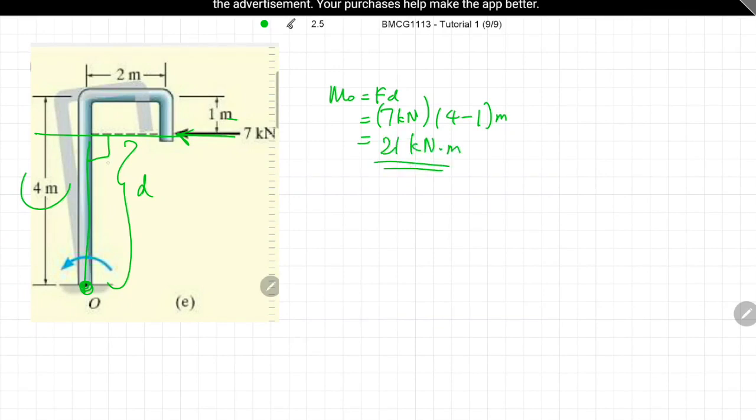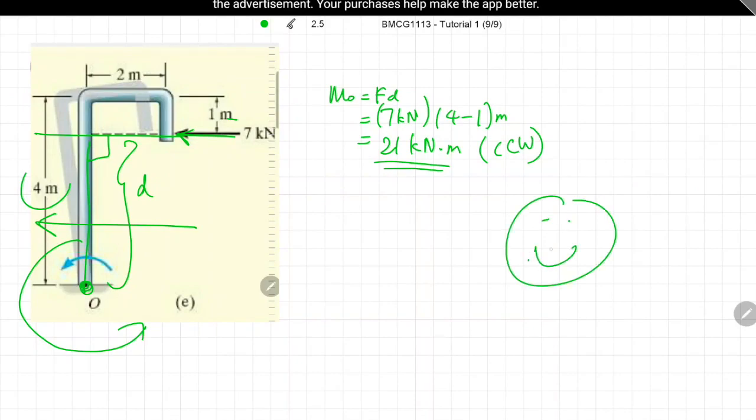So kalau tengok the force is moving to the left kan, so there is a tendency for it to rotate counterclockwise along the O axis. So please include that direction as well in your answer.